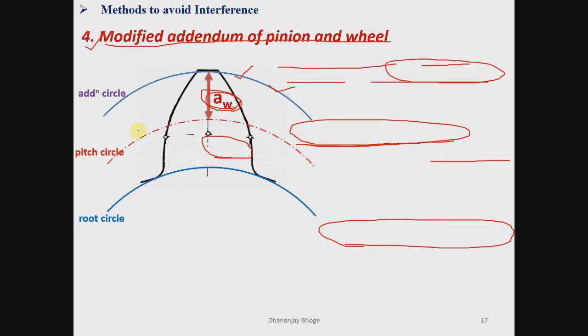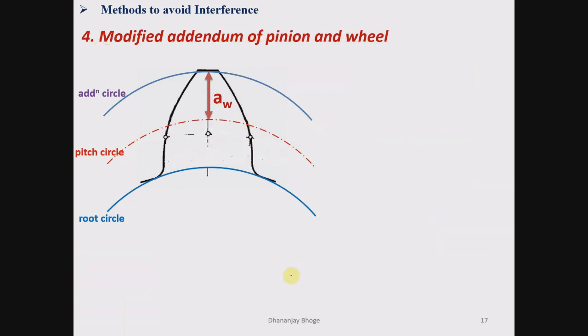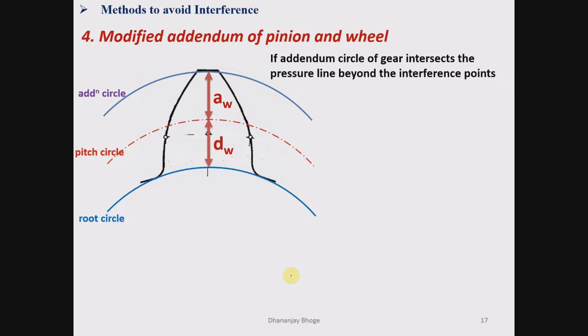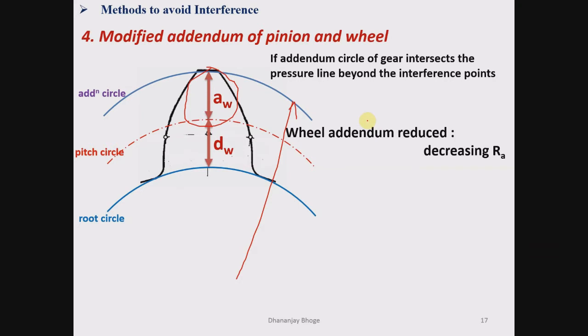What we can do, we'll repeat this. If the addendum circle of gear cuts the pressure line beyond the interference point, it will shift the point of contact C inside the base circle of pinion. So we need to decrease the addendum circle radius. And one of the ways to decrease the addendum circle radius, that is radius of this circle, is to reduce the value of addendum. So we can reduce the value of addendum, which will decrease the addendum circle radius.